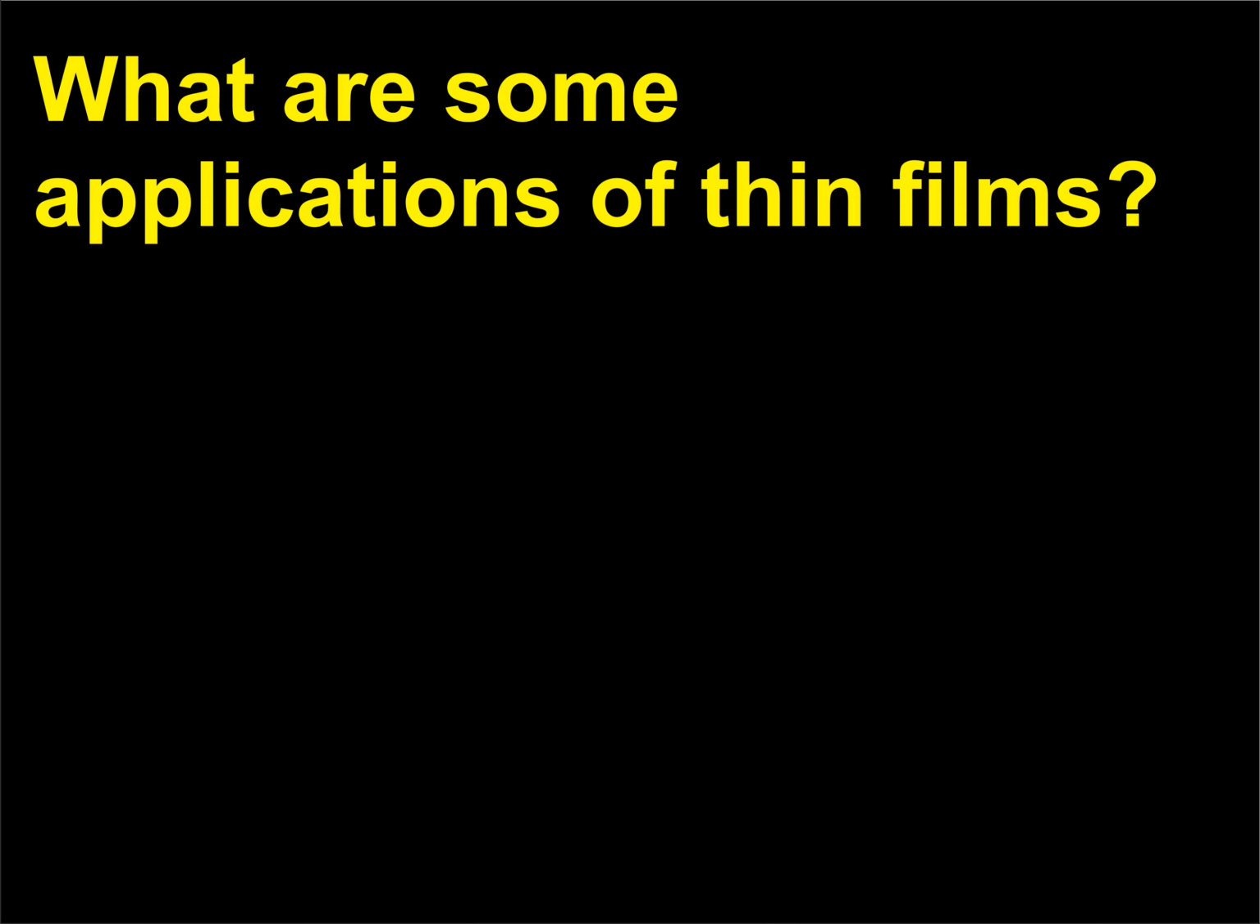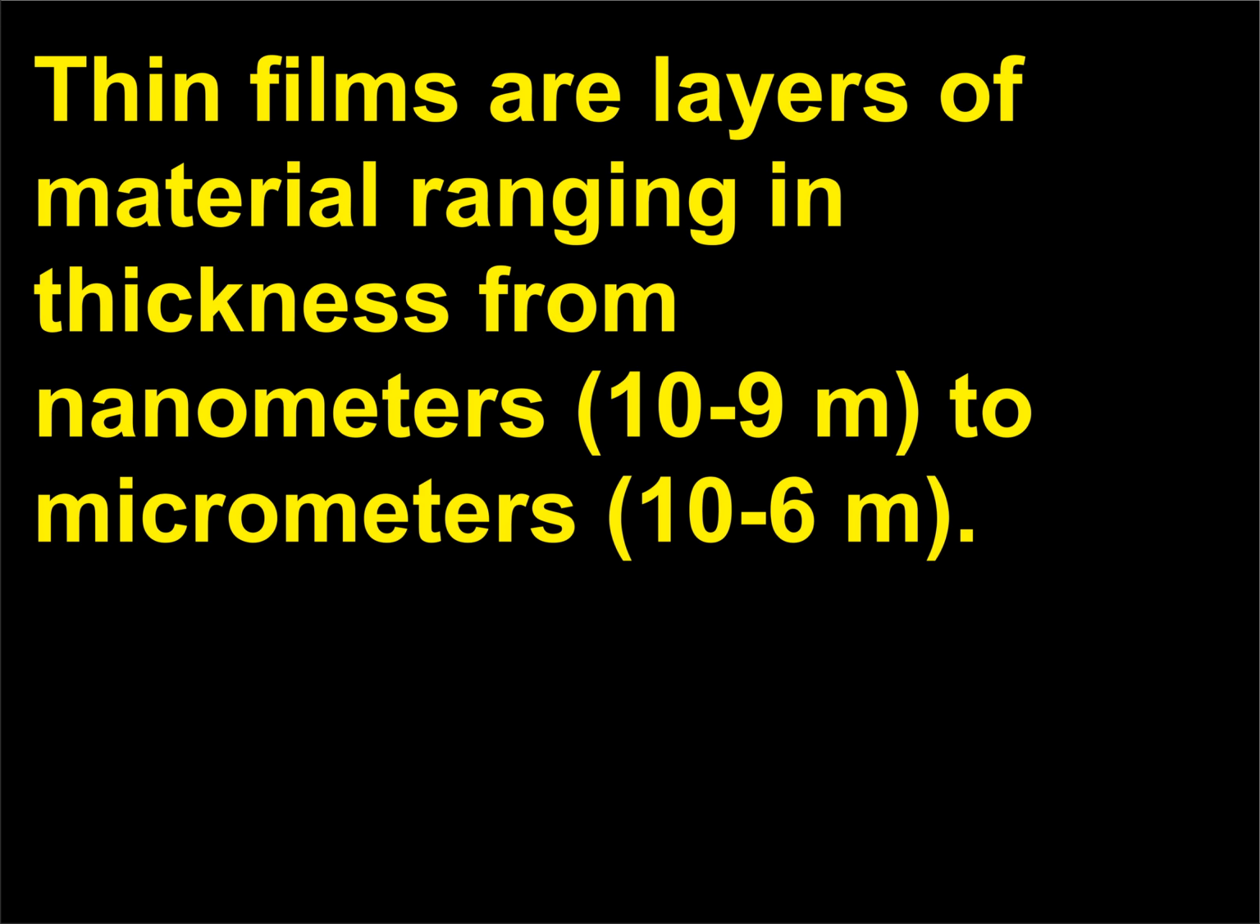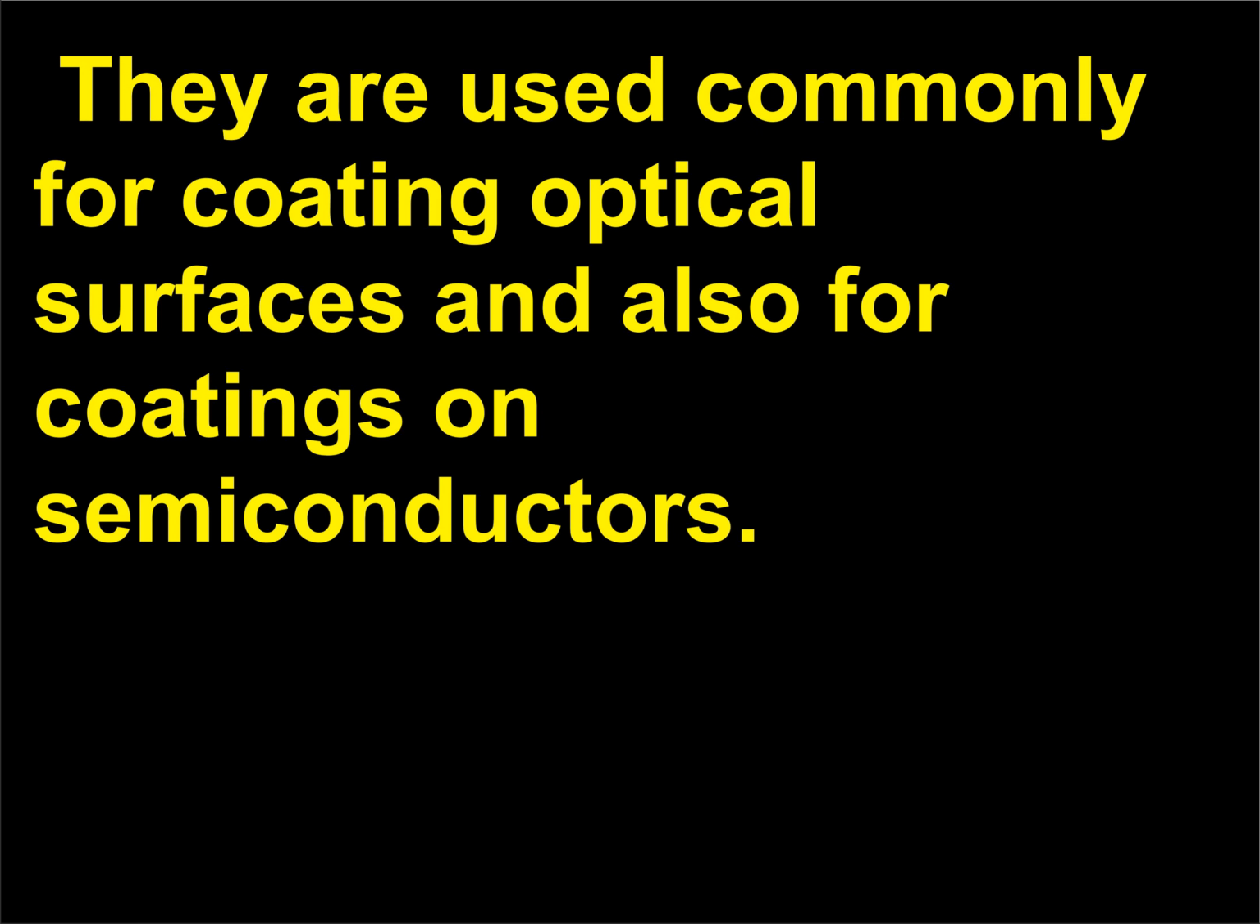What are some applications of thin films? Thin films are layers of material ranging in thickness from nanometers, 10^-9 m, to micrometers, 10^-6 m. They are used commonly for coating optical surfaces and also for coatings on semiconductors.